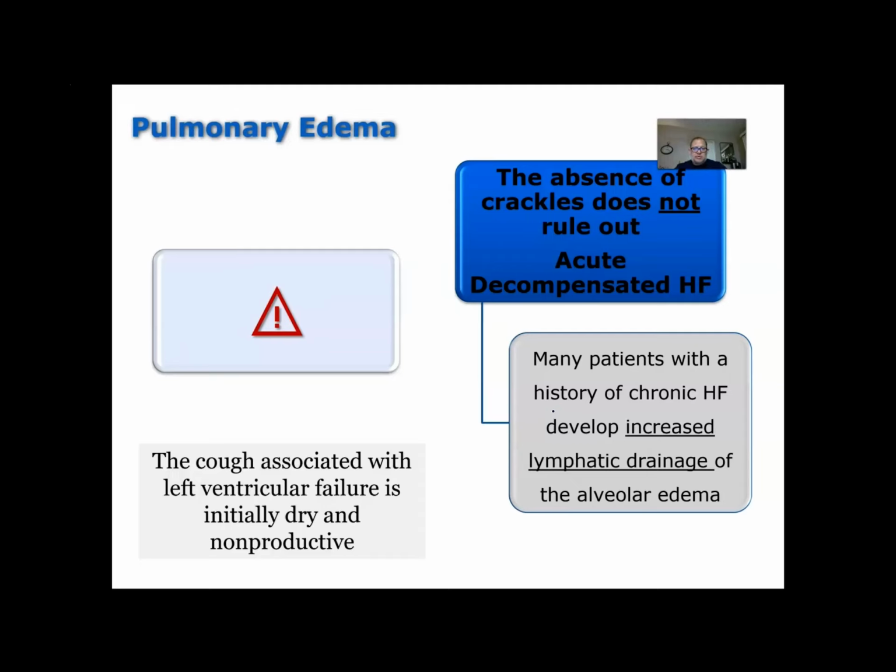A lot of patients with chronic heart failure have developed increased lymphatic drainage of the alveolar edema. Like I said, your body is always trying to find homeostasis, and it's going to do what it can to protect itself. So if it's a chronic issue where your body has time to fix itself, it can actually work out pathways to have additional drainage of the alveoli to help with the backing up of the fluids.